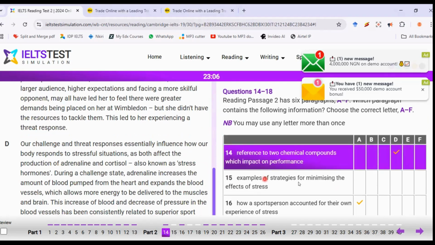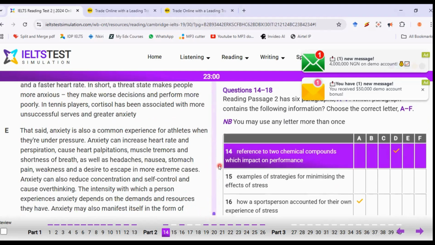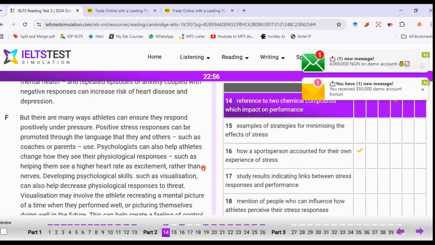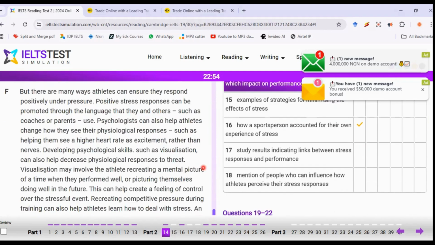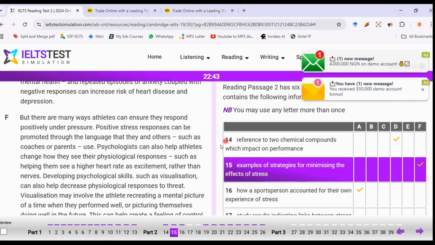Examples of strategies for minimizing the effect of stress. Minimizing the effect of stress. That should be, let me see, paragraph F. Yeah, visualization. Yes, I think that's going to be paragraph F. This number 15 is going to be paragraph F.